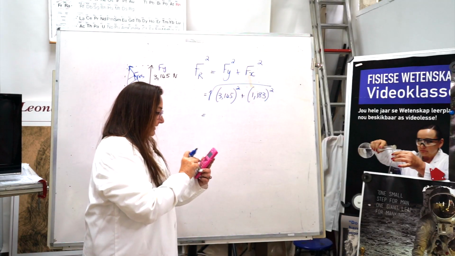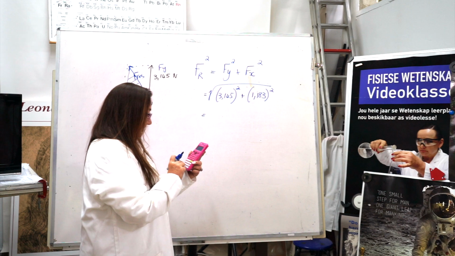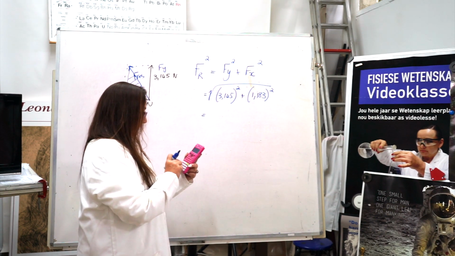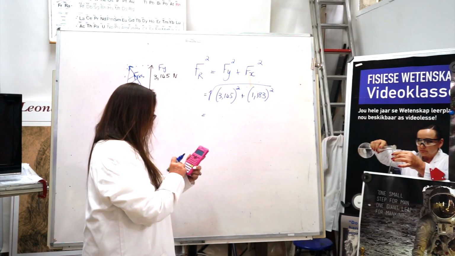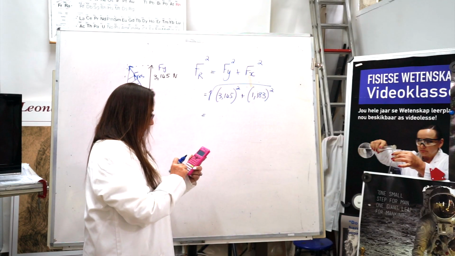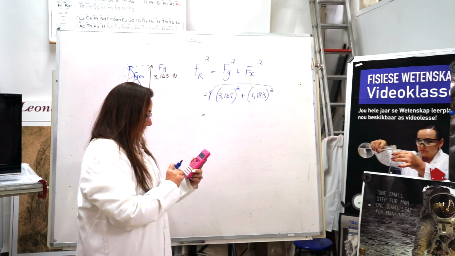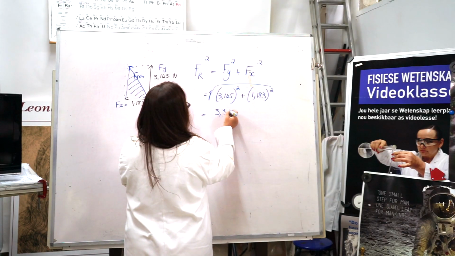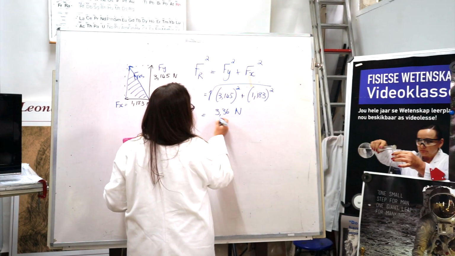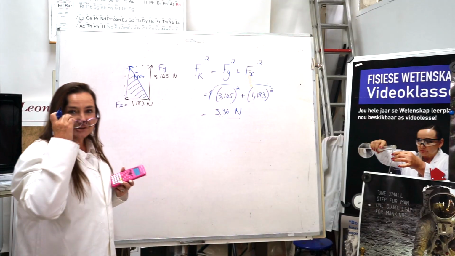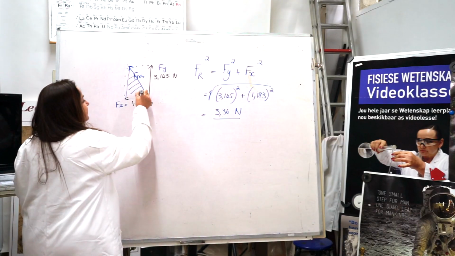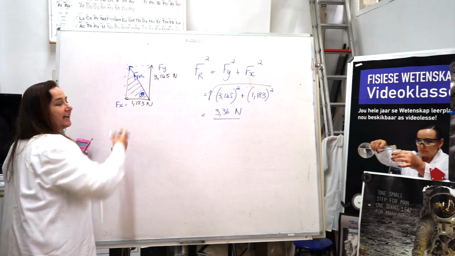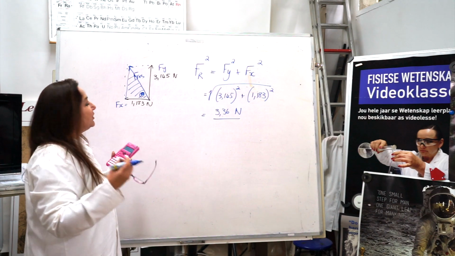All right, let's get that. So that would be 3.145 squared plus 1.183 squared, and I get my final answer, 3.36 Newton. So that is only the magnitude. I still have to find my angle, the direction in which that net resultant force will be working.